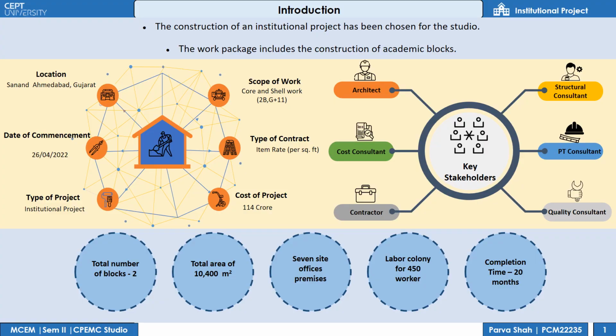The project is located at Sanand, Ahmedabad. The scope of the work is core and shell of a G plus 11 tower consisting of two basements. The type of contract is square feet basis. The cost of the project is 114 crores. The total plot area is 10,400 square meters. The commencement date of the project is 26th April and the completion time is 20 months.